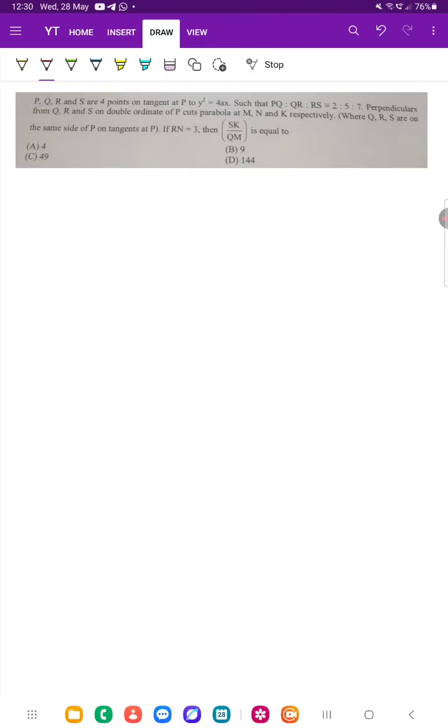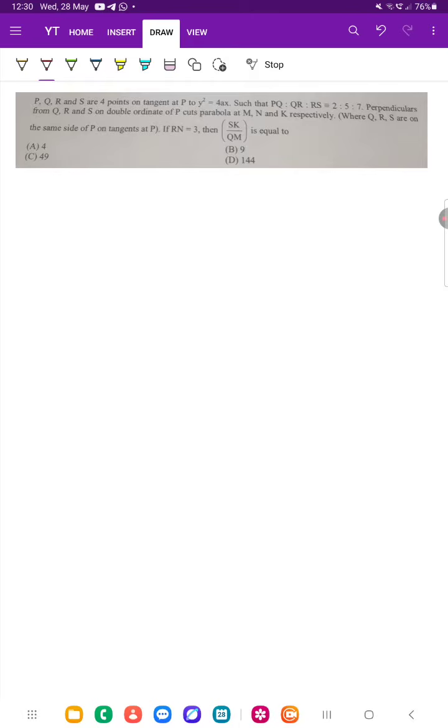If you solve this problem in a conventional manner, you might get a very lengthy solution, but my approach will give you a very quick solution. I mean, if you can crack this in the exam time. So let's read out the problem once.